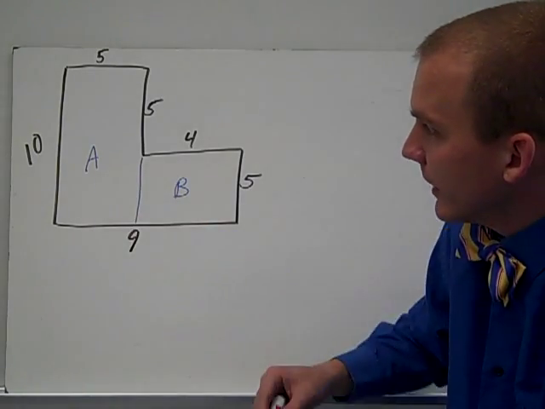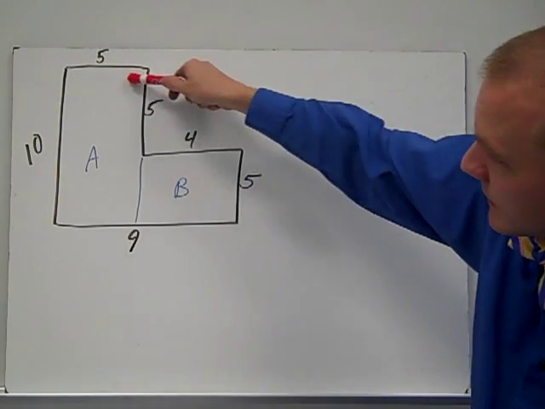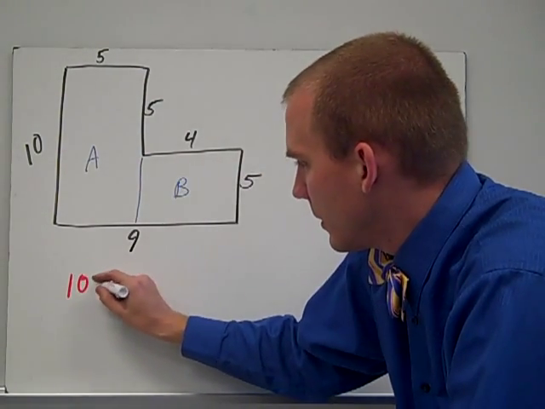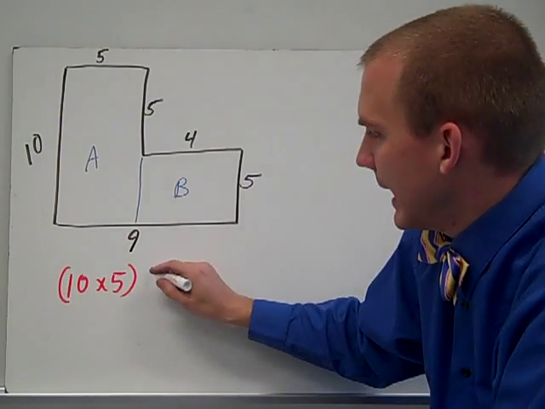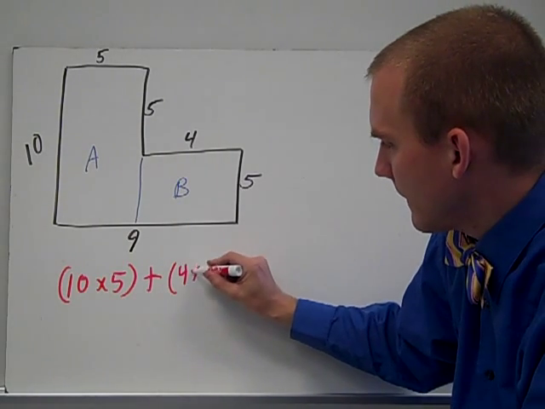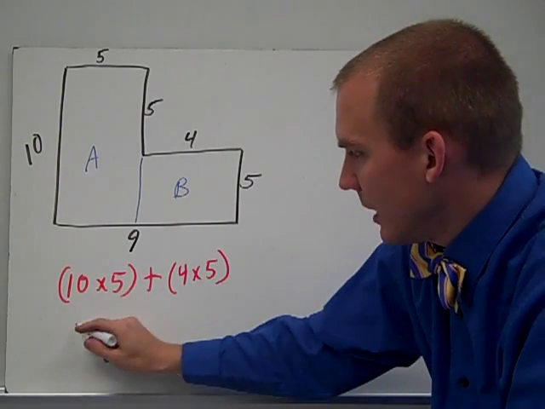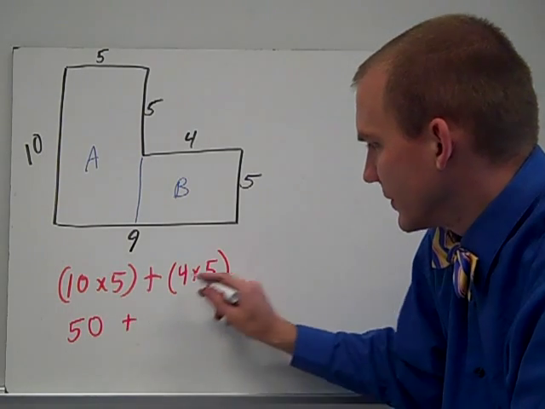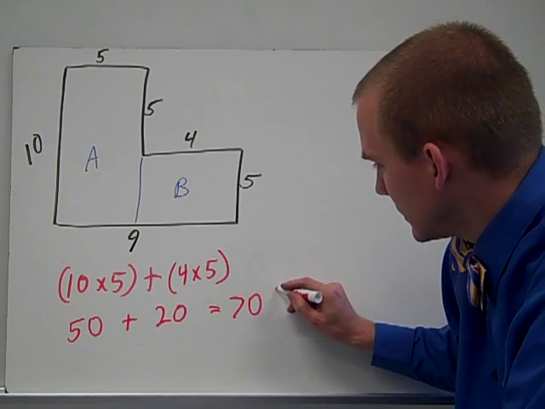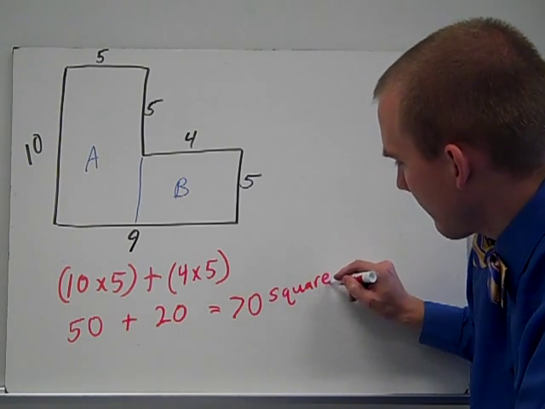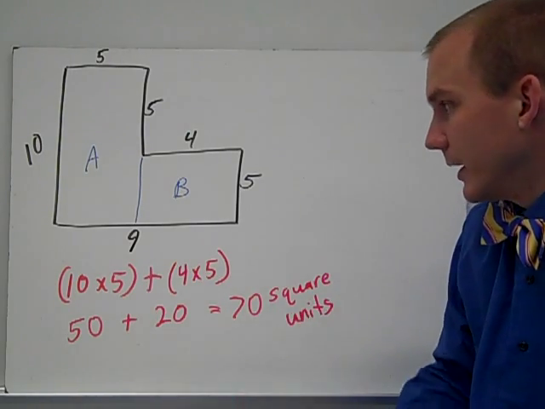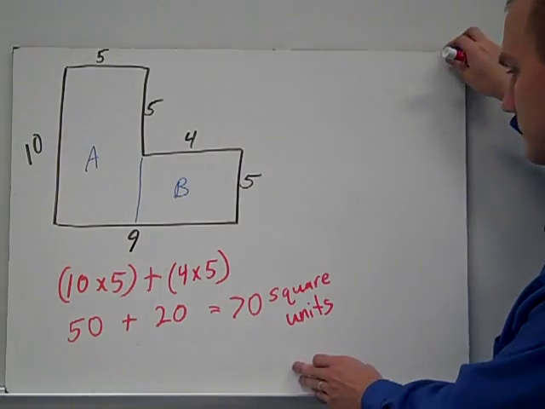Alright. So to start out with rectangle A, this side is 10, this side is 5. So you do 10 times 5. Then we're going to add that to rectangle B, which would be 4 times 5. 10 times 5 is 50, plus 4 times 5 is 20. 50 plus 20 equals 70 square units. And we've just found the area of this total irregular shape.